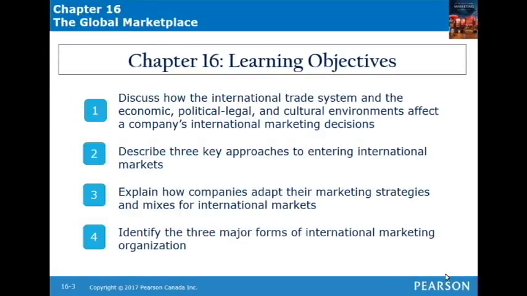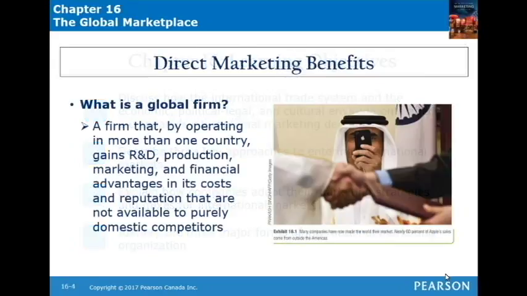Learning Objectives. 1. Discuss how the international trade system and the economic, political, legal, and cultural environments affect a company's international marketing decisions. 2. Describe three key approaches to entering international markets. 3. Explain how companies adapt their marketing strategies and mixes for international markets. 4. Identify the three major forms of international marketing organization.